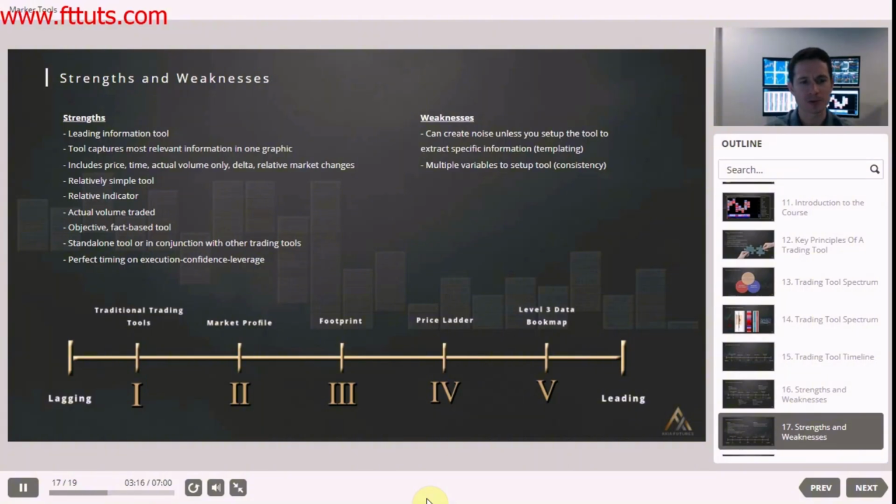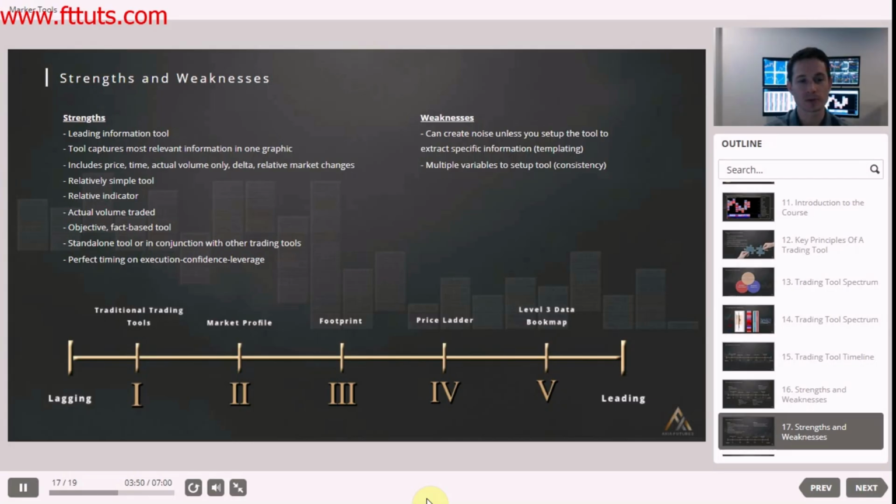Then, the tool captures the most relevant information in one graphic, and that's very important. Like I said, one of the weaknesses is there's a lot of information, but if you set it up correctly, the tool can really capture all that information in one simple graphic, and that graphic is simply color-coded. So we have 2 colors, blue and red, and 3 different shades. And all that information boils down to simply 2 colors and 3 different shades. And that for me is unique. It's a lot of information that is summarized in a very simplistic manner.